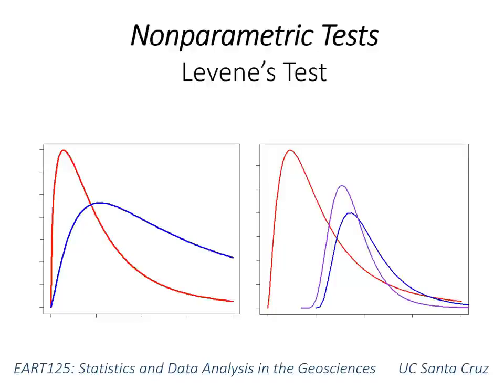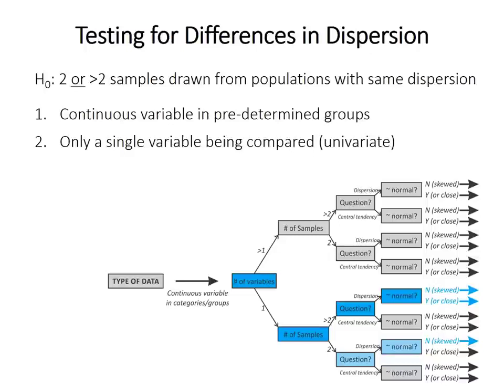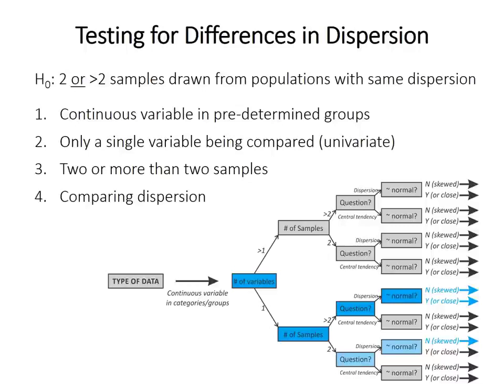This video covers Levene's test and the related Brown-Forsyth test, both of which are non-parametric tests used to look at differences in dispersion. The null hypothesis of these tests is that the samples come from populations with the same dispersion. Both tests require a continuous variable in predetermined categories or groups or samples. They're both univariate tests, but can be used for 2 samples or for more than 2 samples. And the purpose is obviously to compare dispersion.